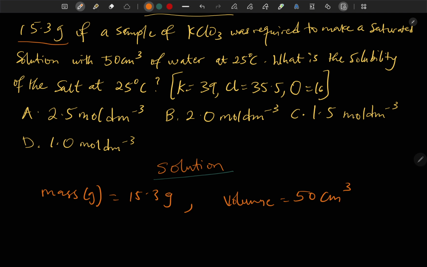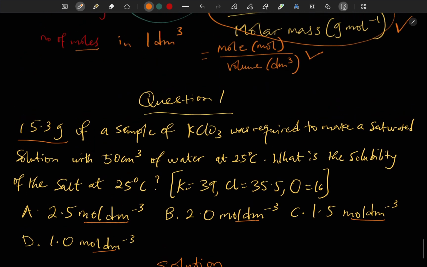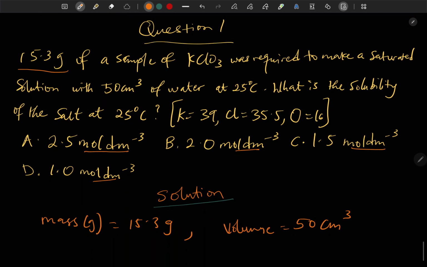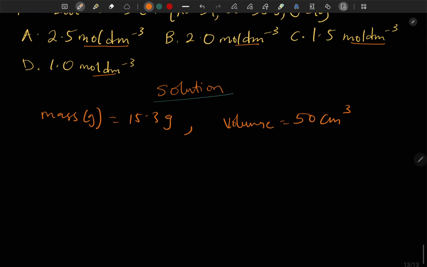What is the solubility of the salt? But actually, if you look at the options here, we are looking for the solubility in mole per dm³, not in gram per dm³. But before we can find the solubility in mole per dm³, we need to first of all find the solubility in gram per dm³. Then after we find the solubility in gram per dm³, we can then use this formula to find the solubility in mole per dm³. So now, let's find the solubility in gram per dm³.